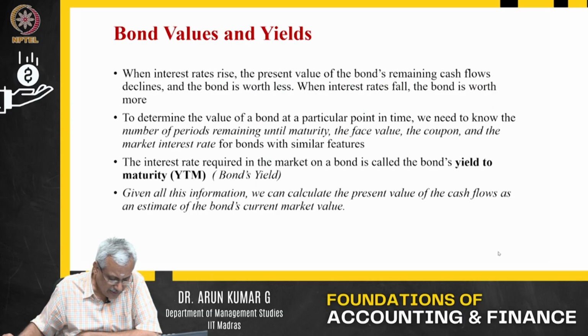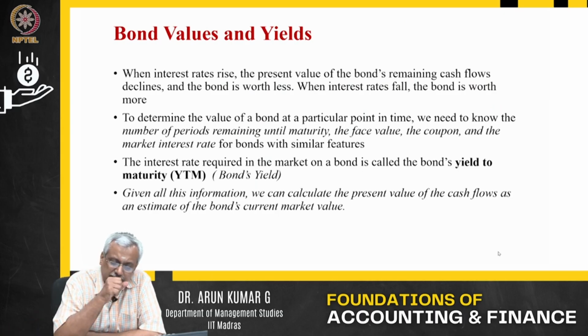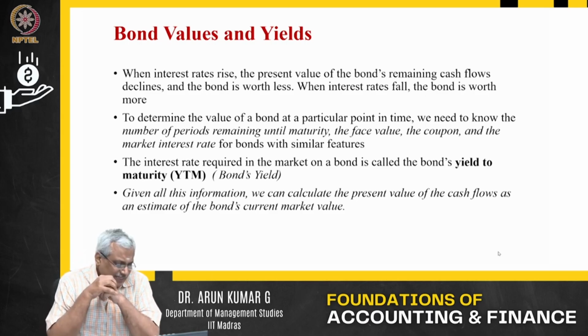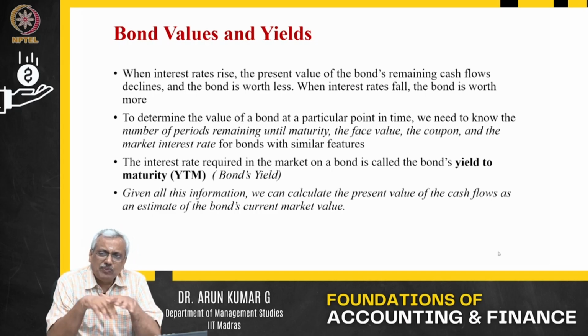So it also depends, number one, on the prevailing interest rate as well as the coupon, the number of periods remaining until maturity. The face value, the coupon and the market interest rates of bonds with similar features. Now the next aspect we talk about is what we call the yield of the bond. I talked to you briefly about yield of the bond, yearly yield, 10%, 12% yield, because my expectation is 12%, my expectation is 8%, that is the yield.